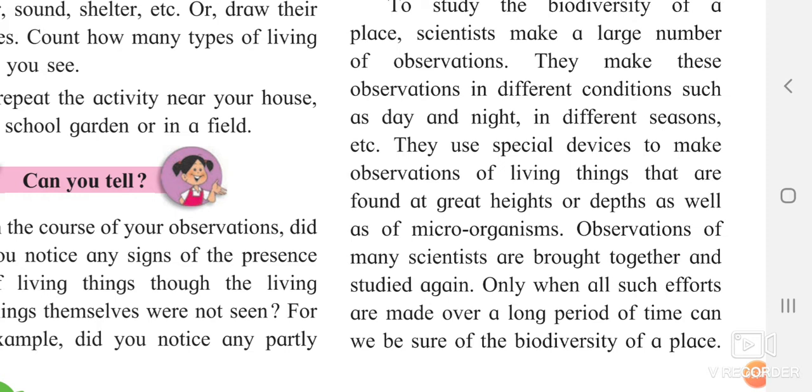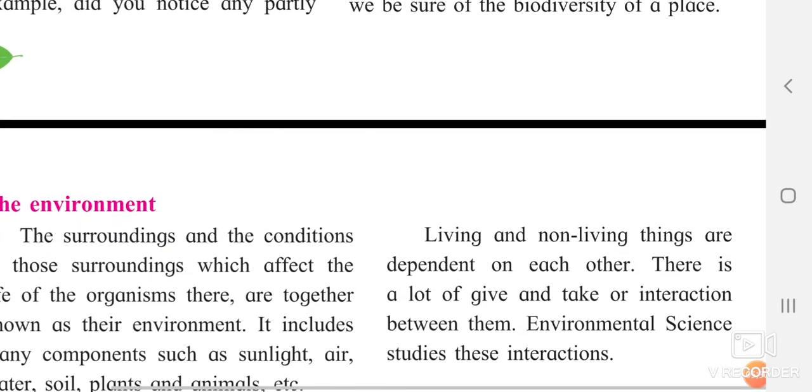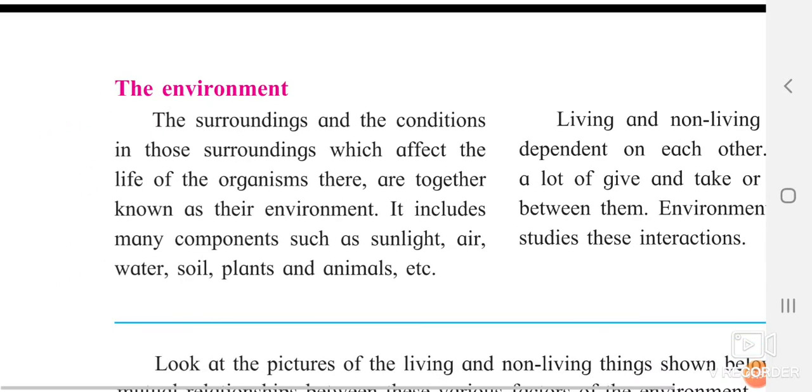Okay, now if you consider your own class itself, you are 50 kids, but the 50 kids are totally different from each other. There is variety in you. One's handwriting is good, one's handwriting is not that good, one will be short in height, another will be very tall. So it is totally the variety that is there in your class, and that is said to be the biodiversity of your class. Now what is environment?